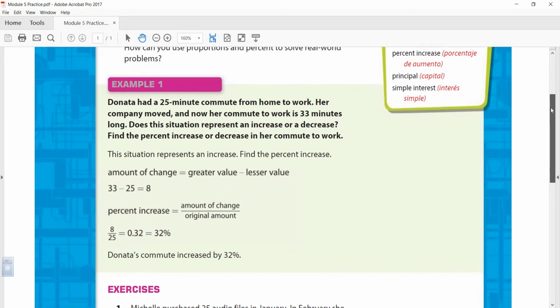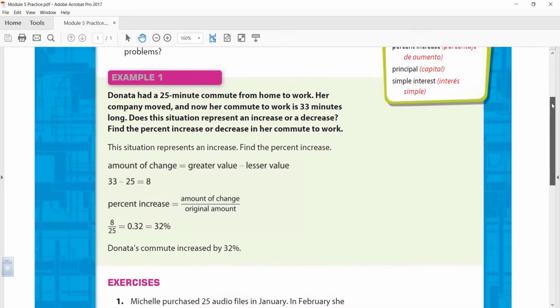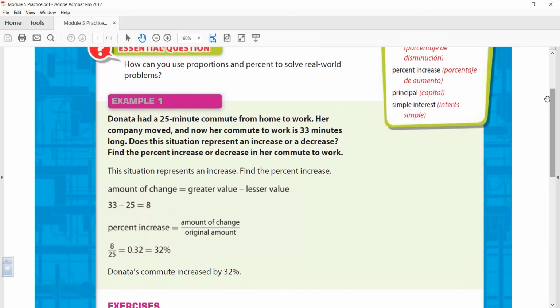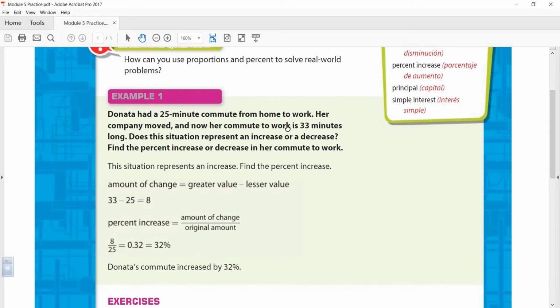We've got an example up top, just a reminder of what it means for something to have a percent increase or a percent decrease. It says Donata had a 25-minute commute from home to work. Her company moved, and now her commute sadly is 33 minutes. Does it represent an increase or a decrease? Find the percent increase or decrease. First of all, it's going from a smaller number to a bigger number. So that means it's an increase, right?